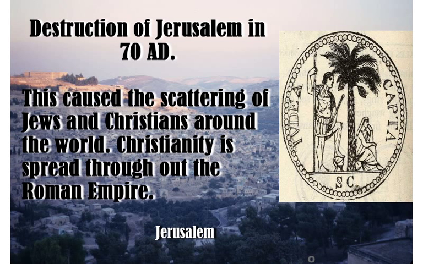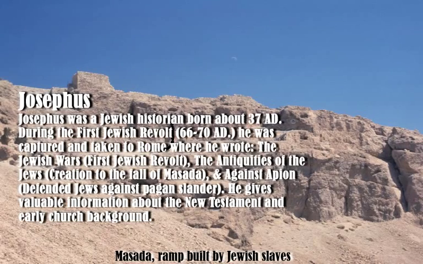Another key, very important event was the destruction of Jerusalem in 70 A.D. by Titus. This caused the scattering of the Jews and Christians around the world. And the result of this, Christianity is spread throughout the Roman Empire. There was the first Jewish revolt, and it resulted in Vespasian coming, and then he had to go back to Rome to become emperor, and Titus was left to destroy Jerusalem. A key event.